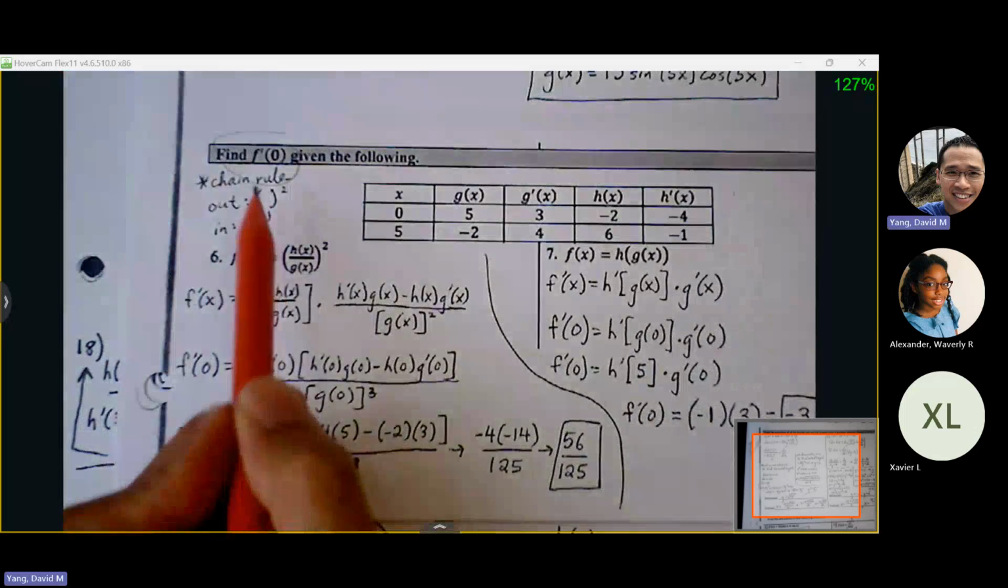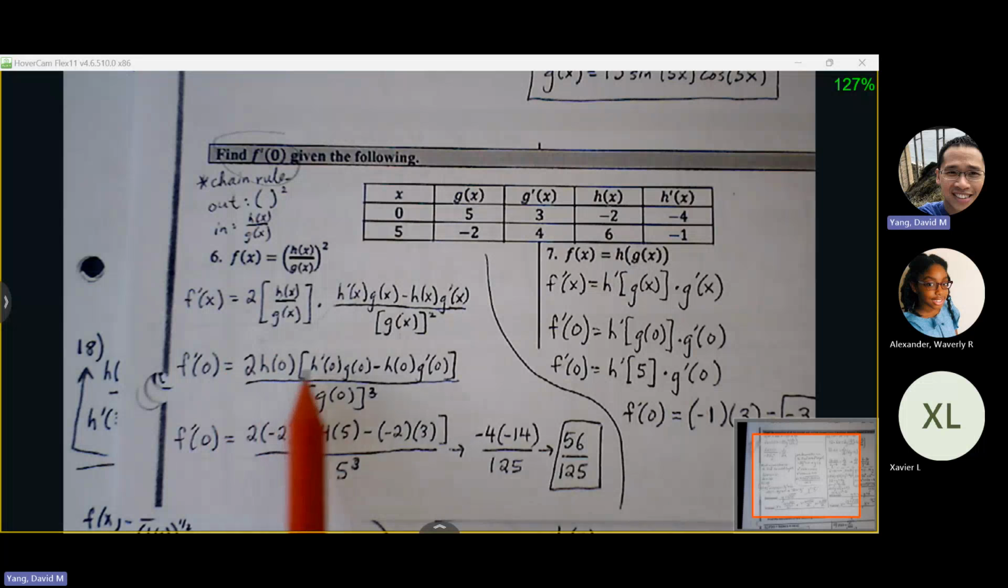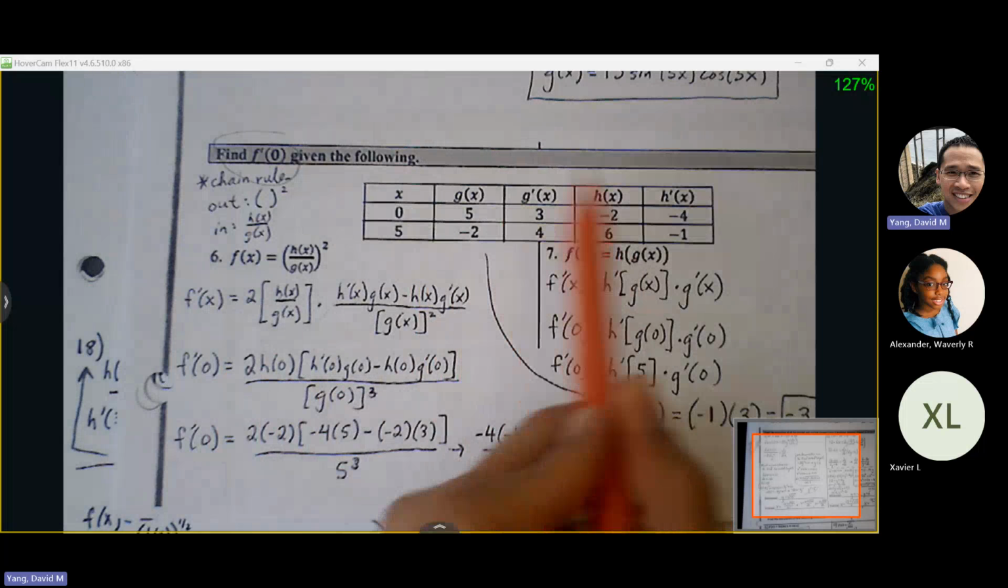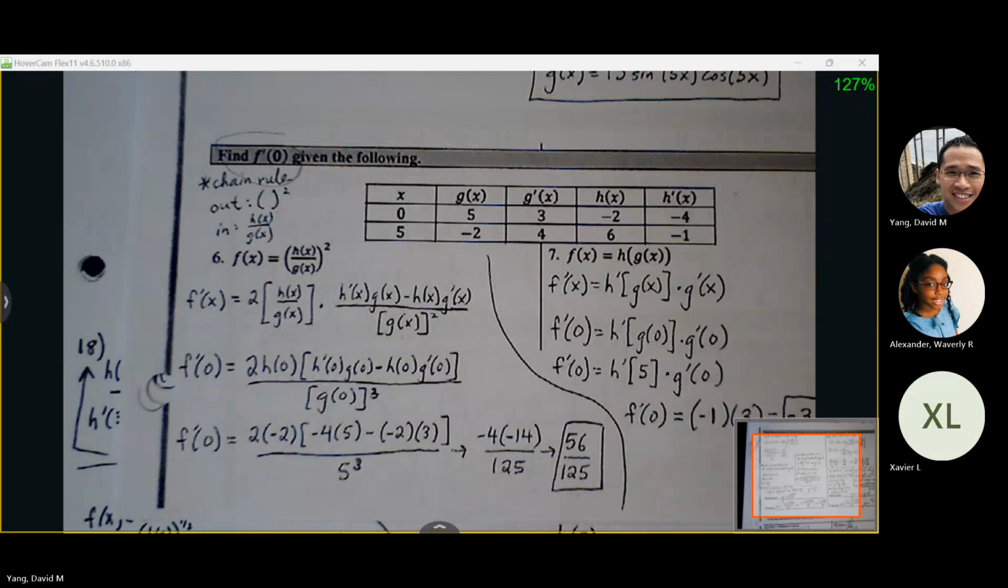Now, the problem says find f prime of 0. So we can replace every x with 0, and then now we're just off to pulling values from the table to get it down to a number. Okay.